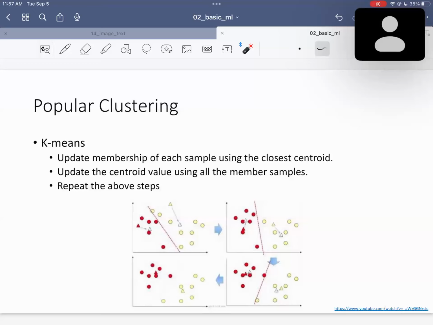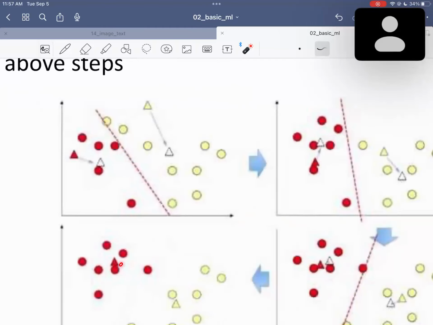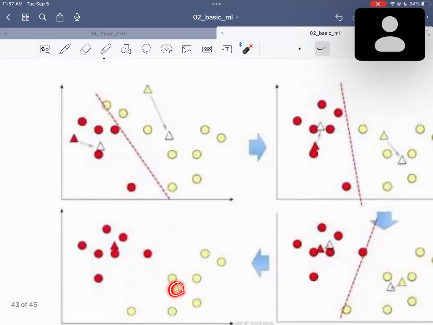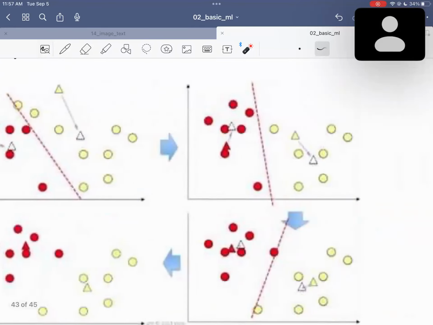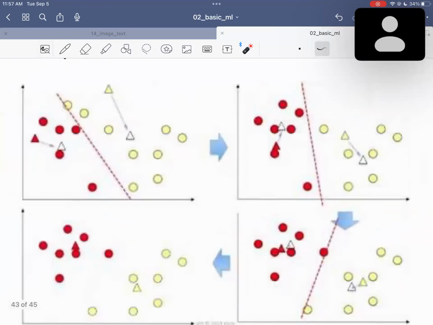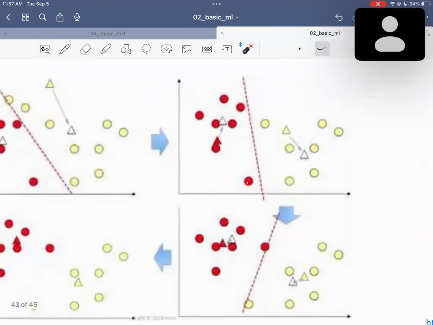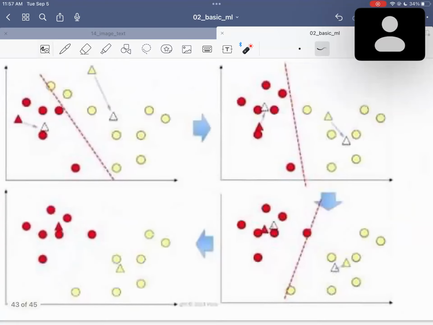Ideally, this is one centroid, this is another centroid, right? You can see these triangles, these are the two centroids. The centroids start here, and then you update the centroid and recalculate the membership. Once the centroid is here, then these should be the new members, and this should go here. Actually, no, I guess this was here. Anyway, you see what I mean.